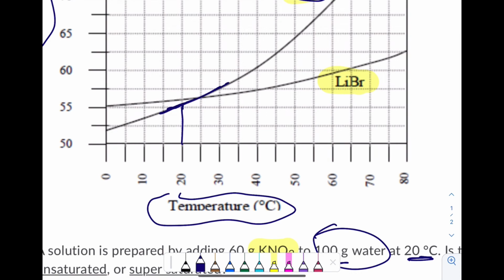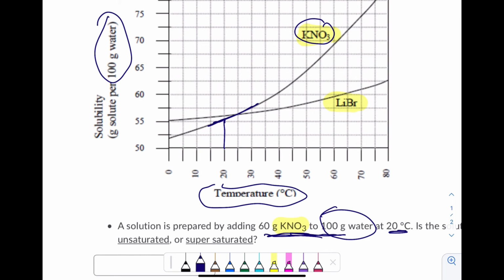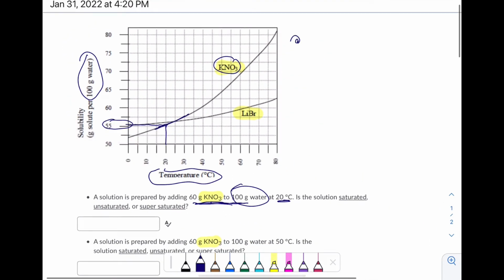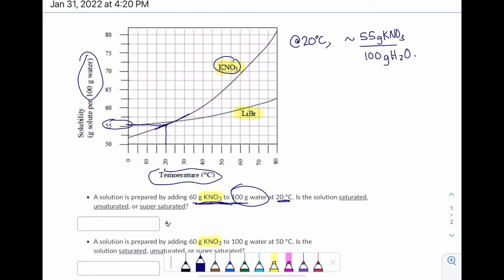And so at 20 degrees, you'll notice I can zoom because I'm on my computer. You may just have to look real close. 20 degrees for KNO3, the solution becomes saturated. That's where the line is. It becomes saturated when I have just a smidge over 55 grams in 100 grams of water. So at 20 degrees Celsius, approximately 55 grams, maybe just a little bit more of KNO3 will completely dissolve in 100 grams of water. That's how I read that graph.